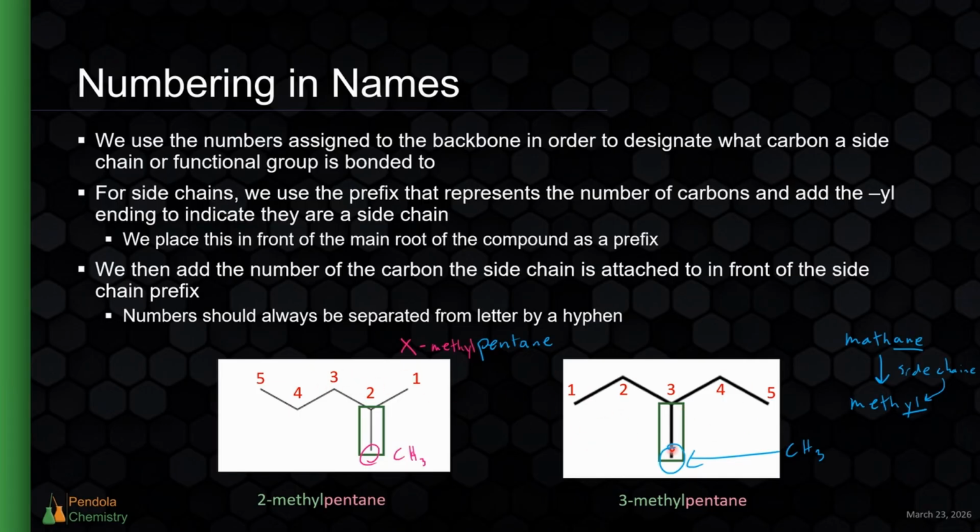Even though they look very similar, the only difference is the location of that side chain. These are 2 completely different chemicals with completely different names. 2-methylpentane, 3-methylpentane. So that is how we name side chains. We use the YL ending to denote that it's a side chain, with its own original root that we learned earlier. So methyl means a 1-carbon side chain. Propyl will mean a 3-carbon side chain. And then we put that in front of the backbone name, pentane in this case, with the number separated by hyphen from the methyl to say where that methyl is attached.